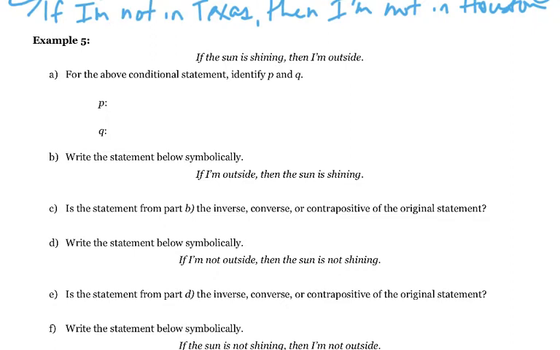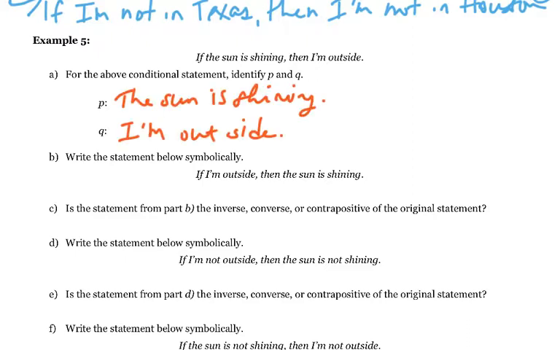Example 5 does the same thing, but backwards. We're going to identify the P and the Q, and then we're going to write things symbolically. So here, if the sun is shining, then I'm outside. So this is P, if P, then Q. And then B is, if I'm outside, then the sun is shining. So that's going to be Q, then P.